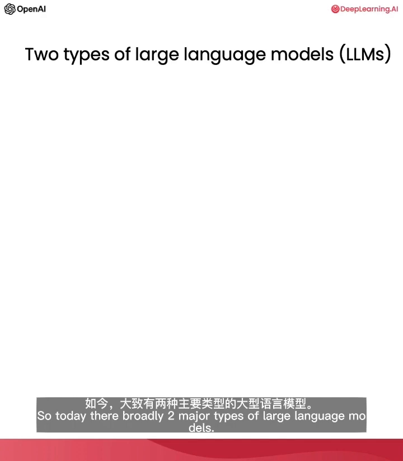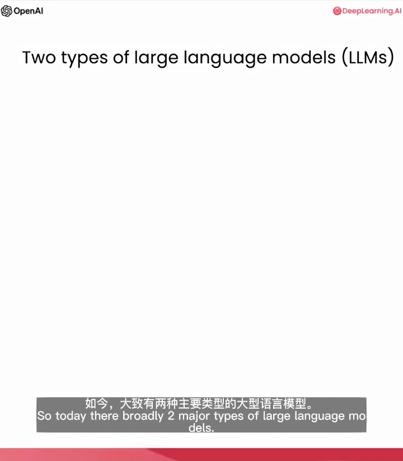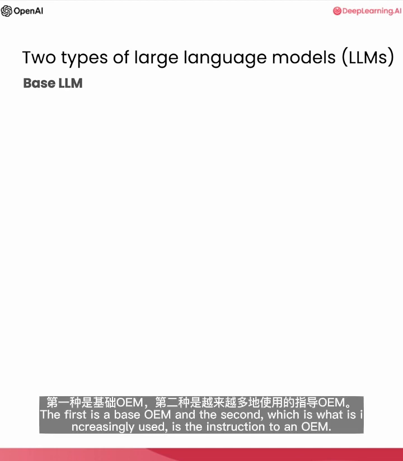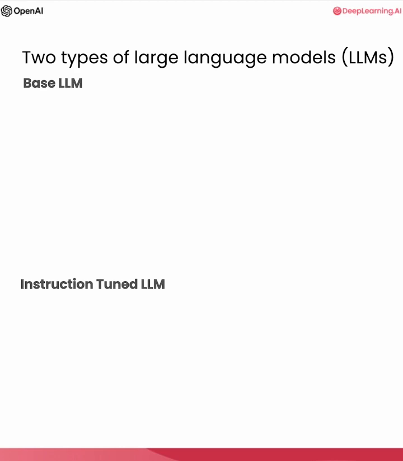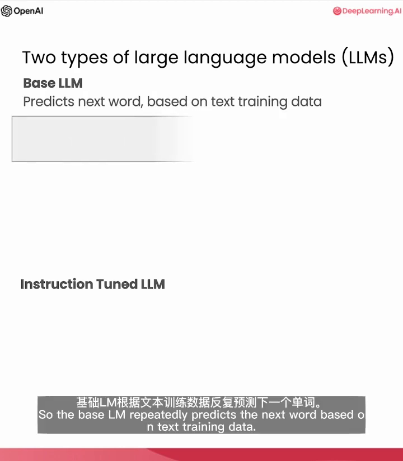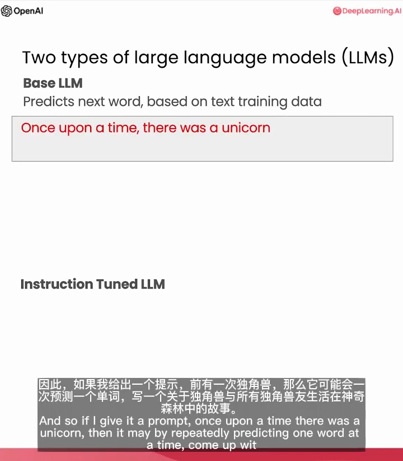So today, there are broadly two major types of large language models. The first is a base LLM, and the second, which is increasingly used, is the instruction-tuned LLM. The base LLM repeatedly predicts the next word based on text training data. So if I give it a prompt, "Once upon a time there was a unicorn," then it may, by repeatedly predicting one word at a time, come up with a completion that tells a story about a unicorn living in a magical forest with all her unicorn friends.